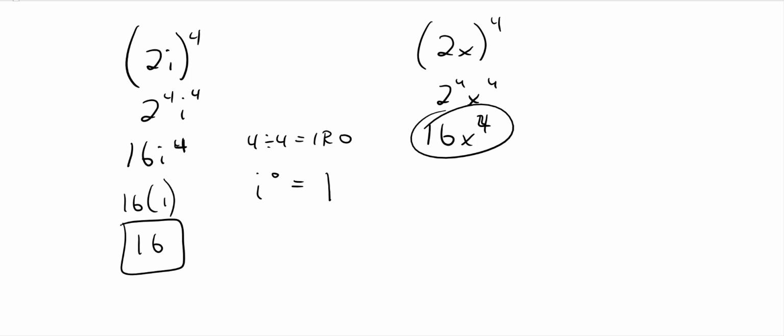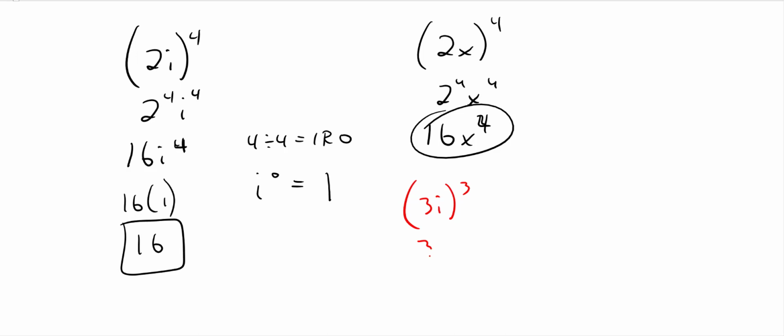Okay. So this is not a FOIL problem because there aren't two terms. It's just one. It's 2i. It's not 2i plus 3. So here I can do another one. I'll do it in red so it shows up a little better. How about (3i) to the 3rd power?